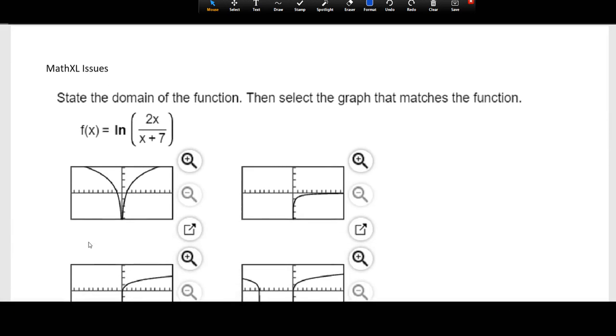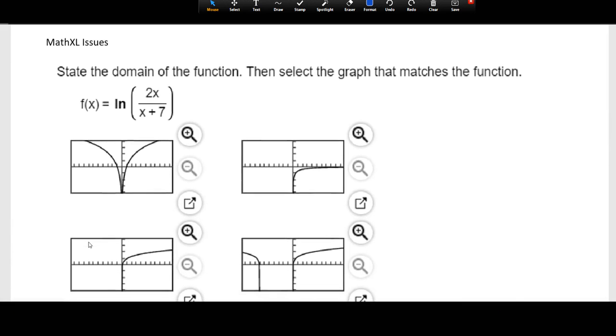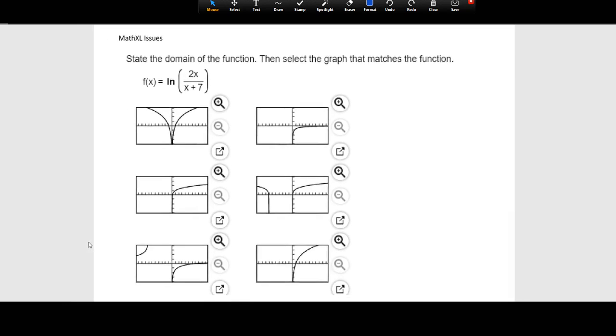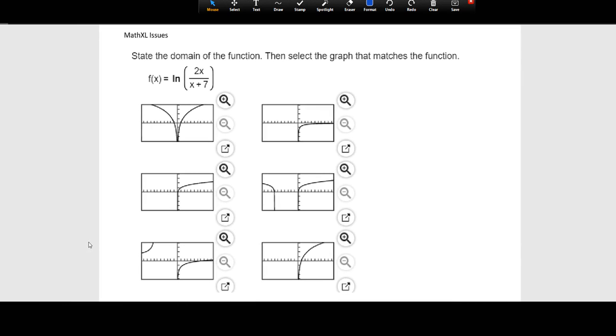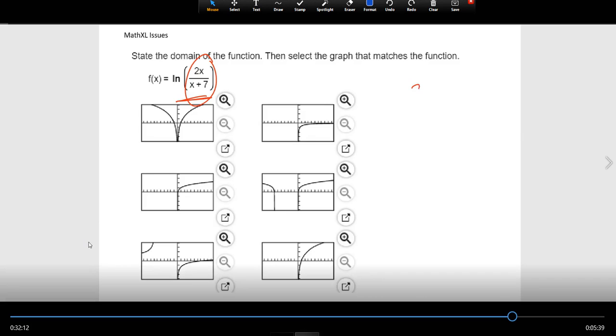There are some other math things that I wanted to go through with you. Here, I'll zoom out a little bit so you can see this question. State the domain of the function. So yes, you can go to Desmos and graph that, but I want you to think about what's inside here. First of all, we know on a basic log function that this thing inside here cannot be 0 and it cannot be negative. So 2x over x plus 7 has to be greater than 0.